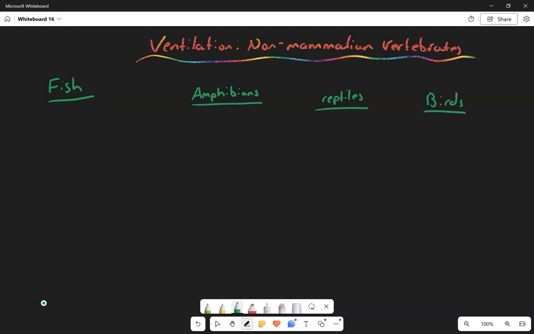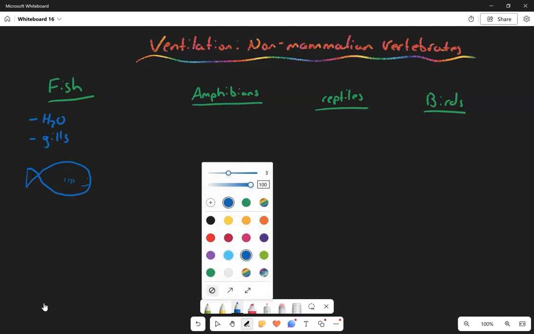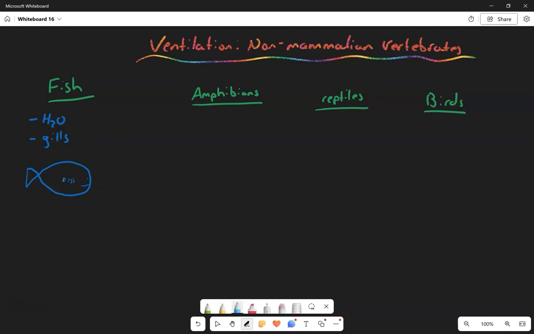Okay, so remember that ventilation is the movement of the respiratory medium over the respiratory surface. Okay, and so in fish, our respiratory medium is water, and the respiratory surface are the gills. So if we look at a fish, I'm going to draw a very basic fish. See how basic that is? Put a little smiley face on it. Right? The fish has gills, and the gills are encased inside of a covering, which we know is the operculum.